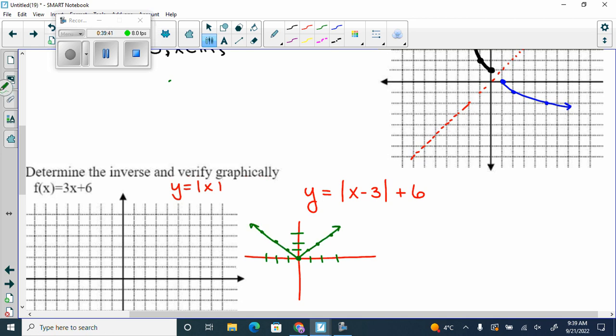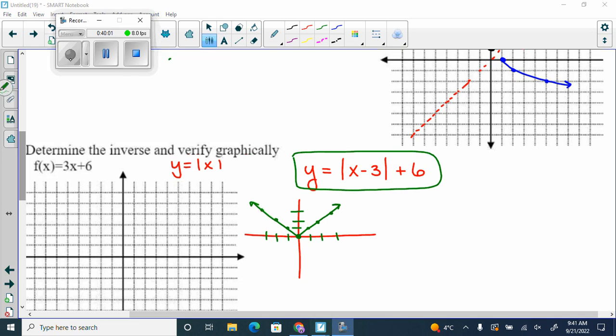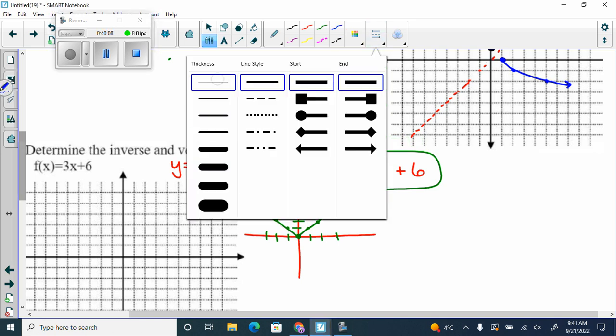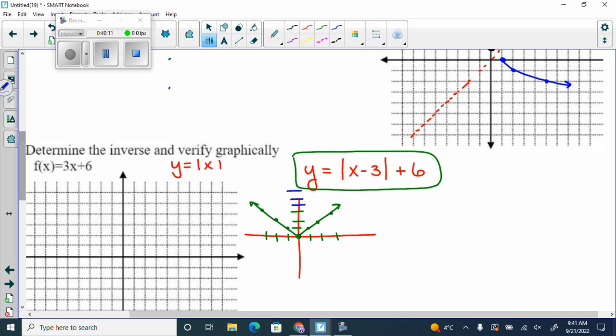And I'm just taking this graph and doing what with it? Moving it 3 to the right and 6 up. What part do I actually care about if I'm restricting the domain? It's the 3 to the right. Try it out. Restrict the domain of this one so that the inverse is a function. So this moves 3 to the right and 6 up, correct? Your original vertex is going to be here, and then it's going to go like this. Do you agree? Quick sketch.